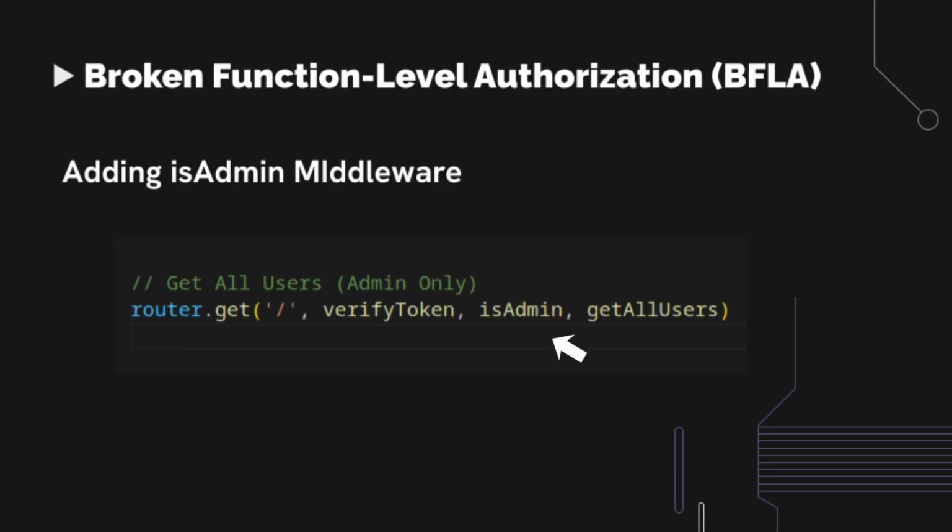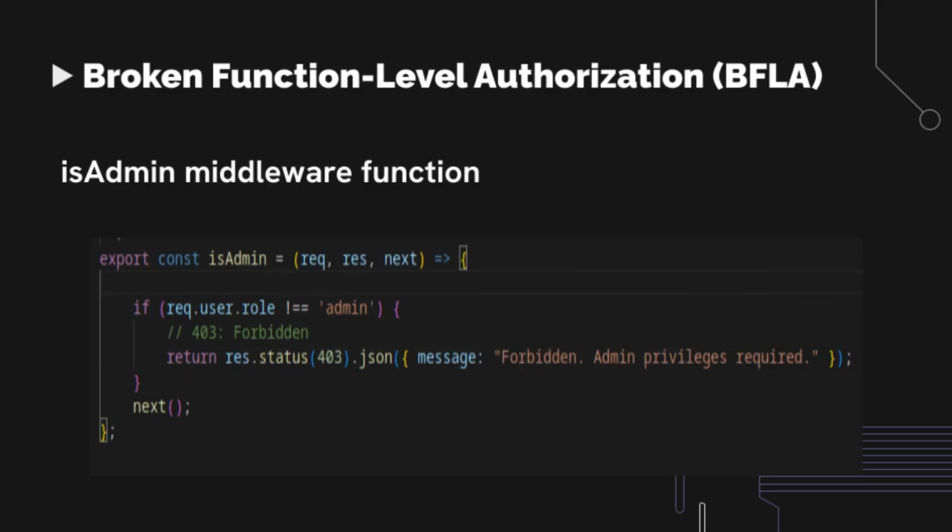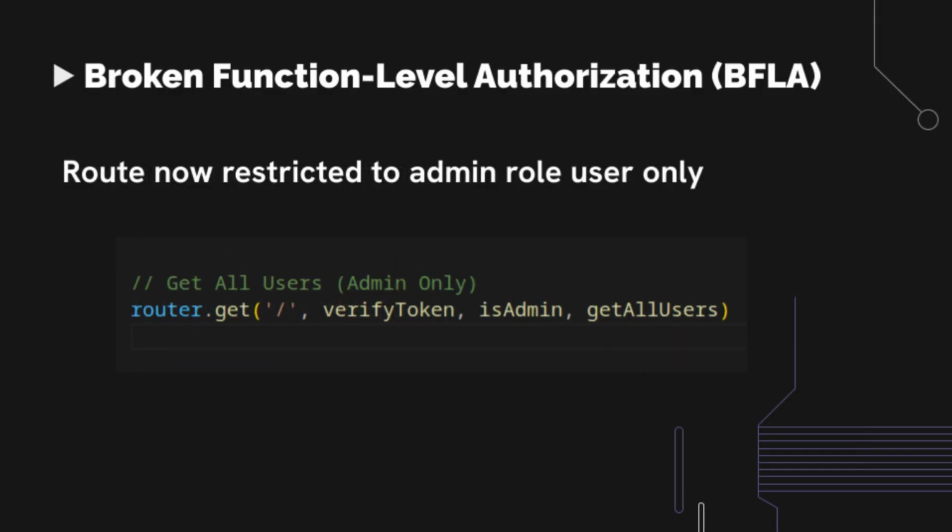To properly secure the route, we add the isAdmin middleware here. This is a custom middleware function and you can name this function anything. The isAdmin middleware verifies whether the authenticated user has the required admin role by validating the role value from the logged-in user session. We already covered how this middleware works in the previous videos. Now the backend checks both: is the user authenticated, and does the user actually have admin privileges.